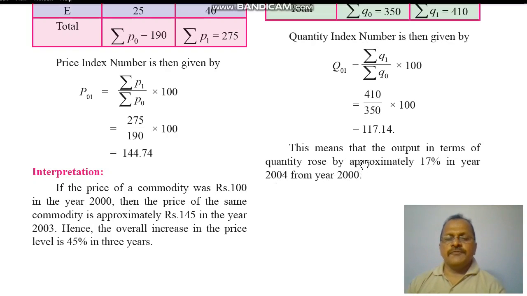That means if someone is consuming the quantity 100 in the base year, that is in the year 2000, then in the year 2004 approximately 117.14 quantity can be consumed. This is the interpretation of this quantity index number.